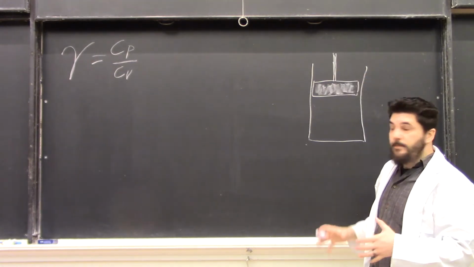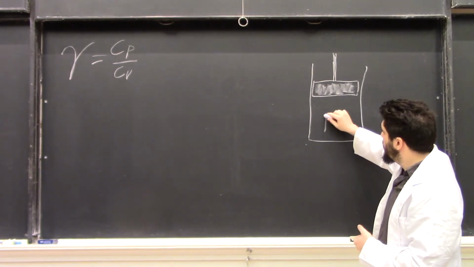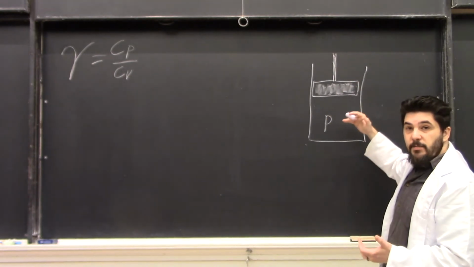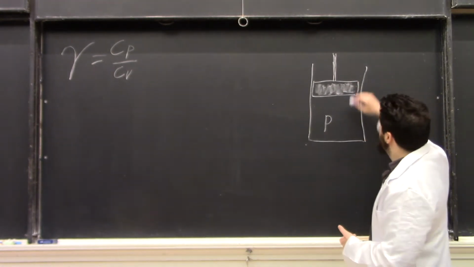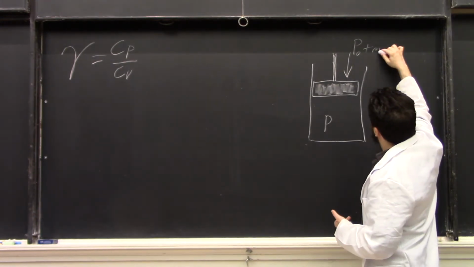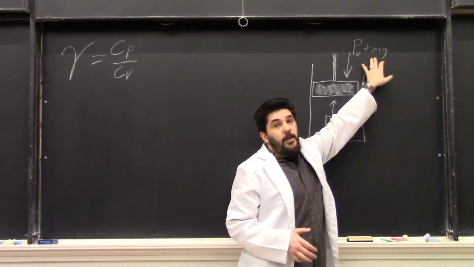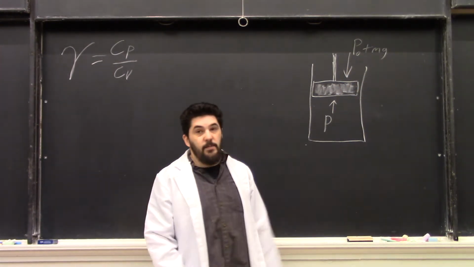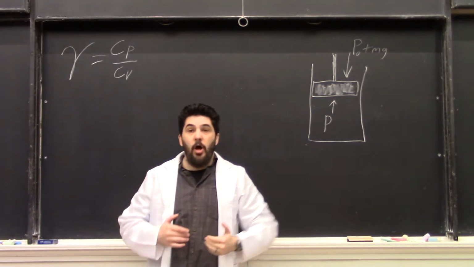In this experiment, we have a chamber filled with some gas, sitting at some pressure P. And we have a piston sitting on top of that chamber, just being pushed down by its own weight plus atmospheric pressure. Now obviously, if atmospheric pressure plus the weight of the piston is equal to the pressure of the gas inside the chamber, this whole thing will be at equilibrium and the piston won't move at all.